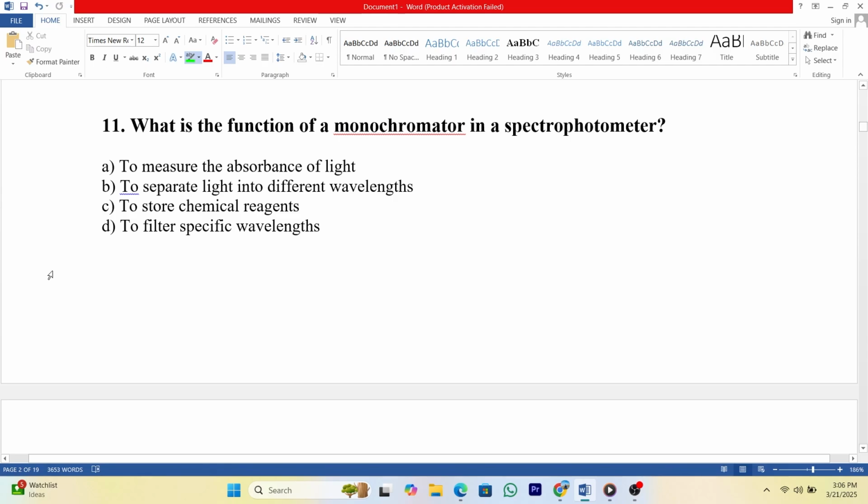A. To measure the absorbance of light. B. To separate light into different wavelengths. C. To store chemical reagents. D. To filter specific wavelengths. Answer: B. To separate light into different wavelengths.